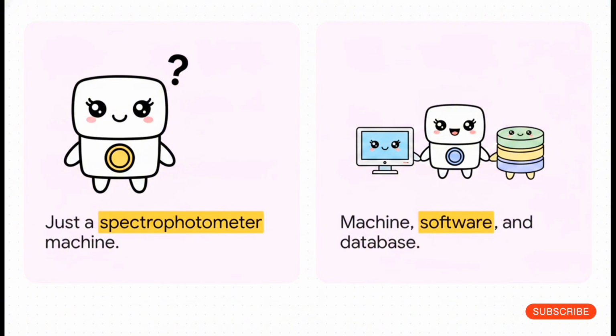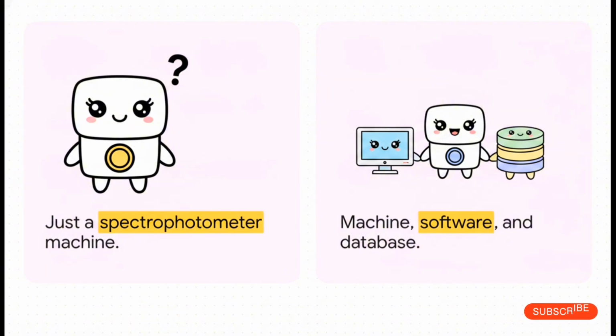Before we get into the technical weeds here, we really need to clear up a common misconception about what this tool actually is. A lot of folks starting out think the X-Rite is just a machine, right? Just a spectrophotometer sitting on a desk taking readings. But the reality is, it's a comprehensive color management system made up of 3 distinct parts: the spectrophotometer itself, the computer software, and the color database. Together, these 3 elements control the entire color matching process.